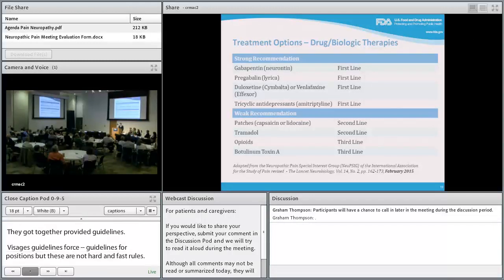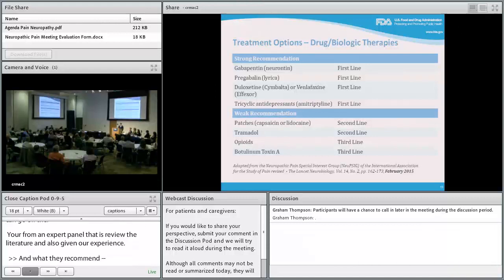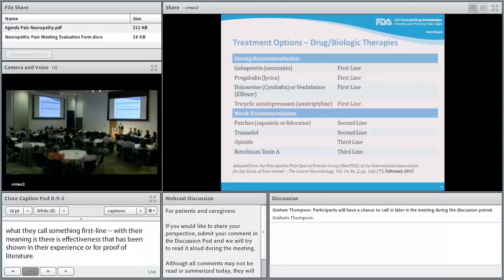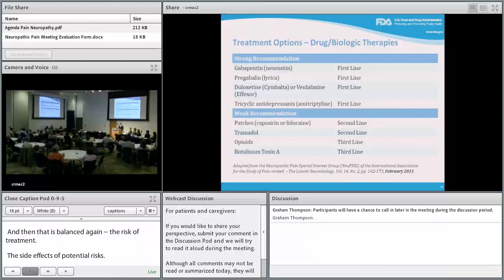And what they recommend, when they call something first line, what they mean is its effectiveness has been shown in their experience or through proof of literature. And then that is balanced against the risk of treatment, so the side effects and potential risks. So what they're saying in these strong recommendations is that this is what they would consider trying first because they think that in most patients the benefit would outweigh the risks.